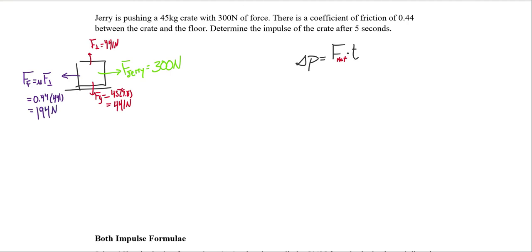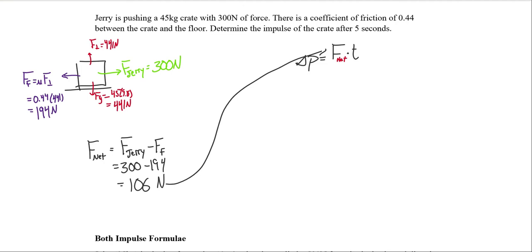So the net force in this scenario is going to be Jerry's force, and working against Jerry's force is the friction, so we subtract it. So the net force is 300 minus 194, leaving us with a grand total of 106 newtons. This is what we're going to put into that formula right there.